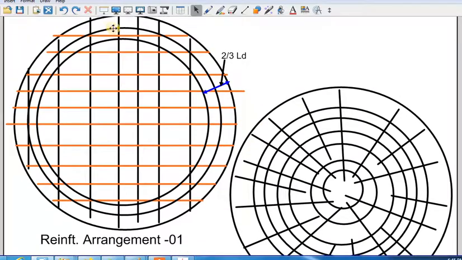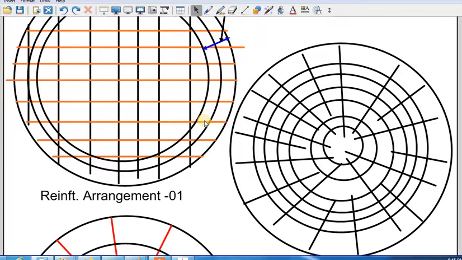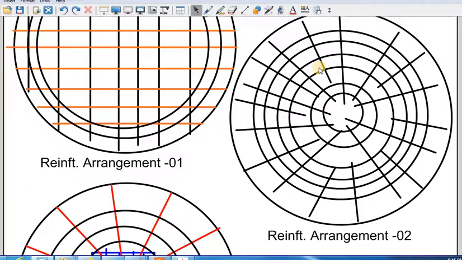One case is like this, with 90-degree reinforcement, and at the end, for a distance of 2/3 Ld, rings to take care of hoop stresses. Another arrangement is like this: the rings will be concentric circles from the center, reinforcement will be provided like this, 1, 2, 3, and the radial reinforcement like this.